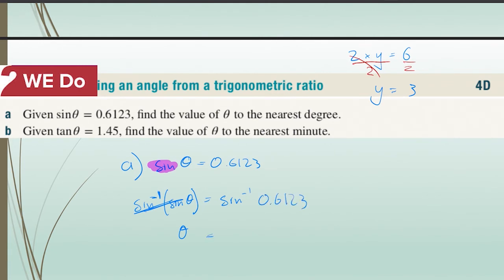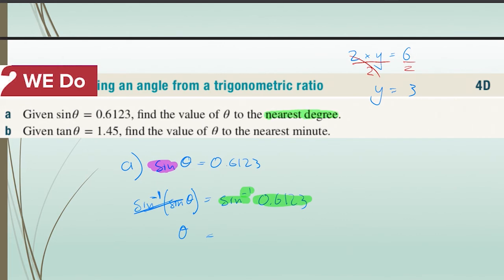0.6123. Now the way you do this on your calculator is you just press shift before you press sine. And then just like in those first few examples, we just write exactly this into our calculator. Inverse sine 0.6123. Just put that into your calculator and you'll get out an answer. It'll say 37.75, something like that. We're asked to answer to the nearest degree.